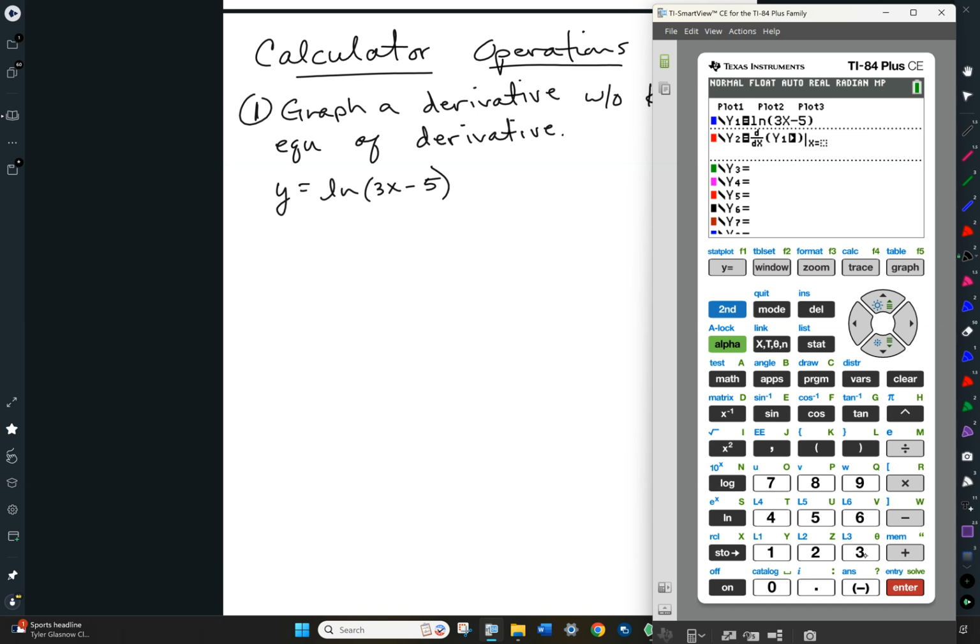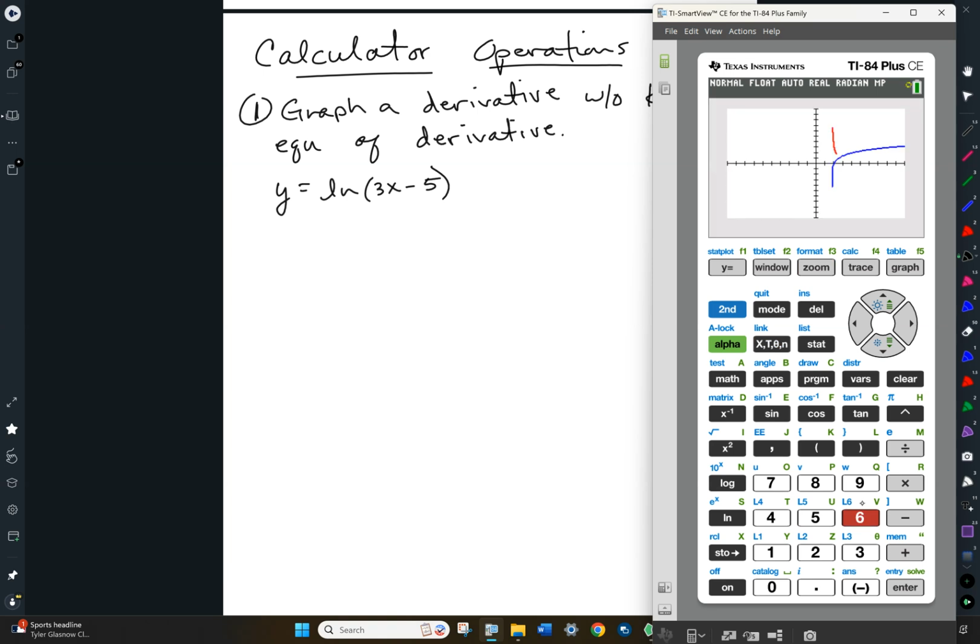Now, instead of typing y1, you could have just typed in natural log of 3x minus 5, but it makes it easier to just say we're taking the derivative of y1. And then this last box here, we're going to put an x because that means we're going to graph the derivative for all x. We want to graph the entire function, not at a specific point, but the entire function. Now, if you hit graph right now, and I'll do like a zoom 6, first it's graphing the original function and then it's graphing the derivative.